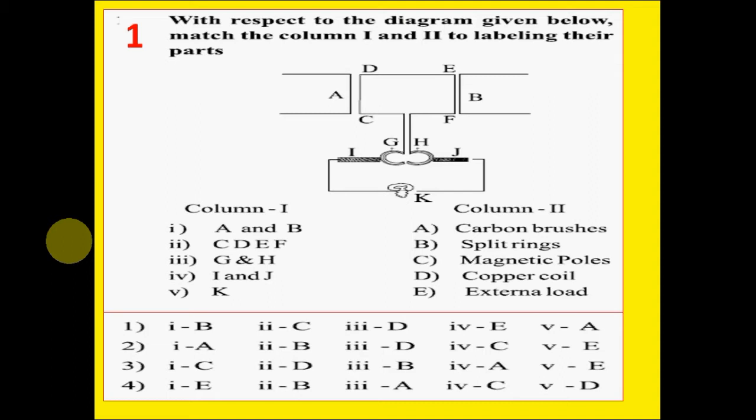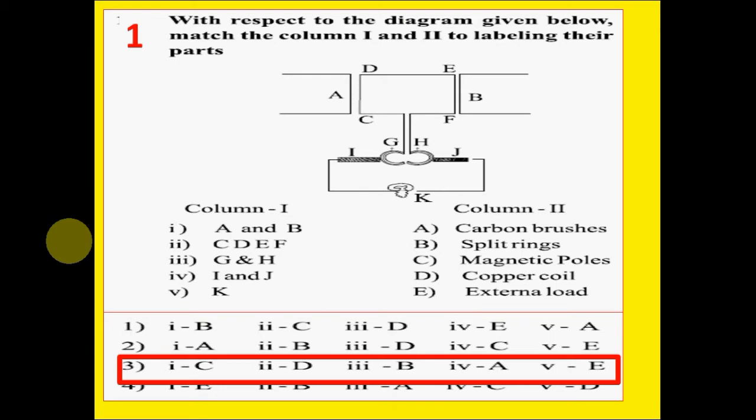Option 1: 1B, 2C, 3D, 4E, 5A. Option 2: 1A, 2B, 3D, 4C, 5E. Option 3: 1C, 2D, 3B, 4A, 5E. Option 4: 1E, 2B, 3A, 4C, 5D. Option 3 is the correct answer: 1C, 2D, 3B, 4A, 5E. Next question.